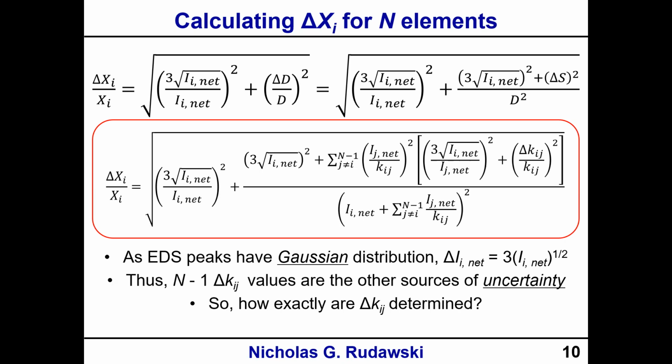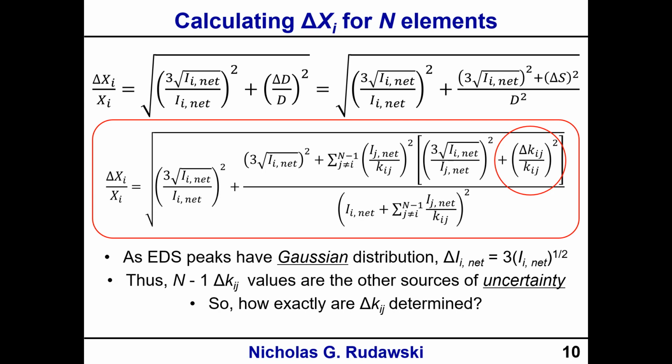And as we can see, this depends on the net counts in the peak for element I, but it also depends on the net counts in the peaks for all the other elements, because you have this summation term in the denominator for the second term. And it also depends on the Kij sensitivity factors for all the other elements that are involved in the quant. We could have 2, we could have 3, whichever is in there. The last thing I want to draw your attention to is this term right here. This is where we see the error in delta K come in.